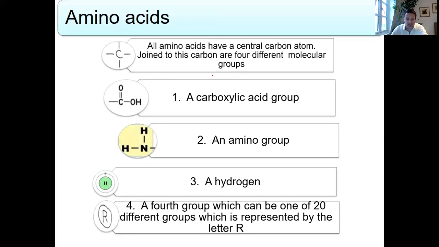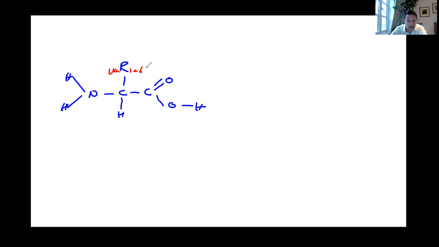So, basic structure: central carbon, and joined to that is the carboxylic acid. I'll take you through one. So here we go. We've got the amine, the central carbon, joined to four atoms. And then we've got the R group. Now, R, remember, stands for variable. And the variable group can be many things, and it can be 20 things. The simplest is hydrogen, which would give us glycine, and there are lots more complicated ones as well.